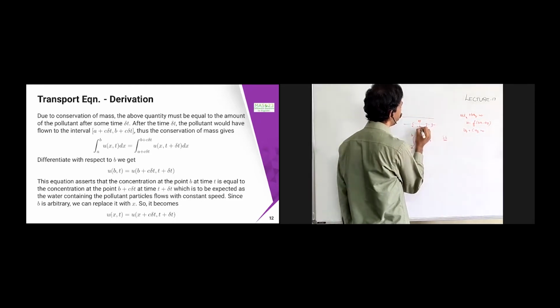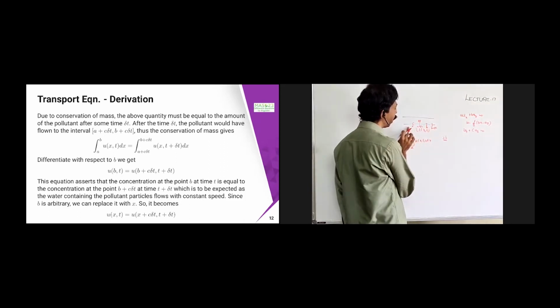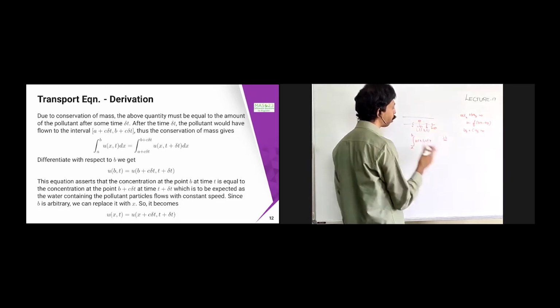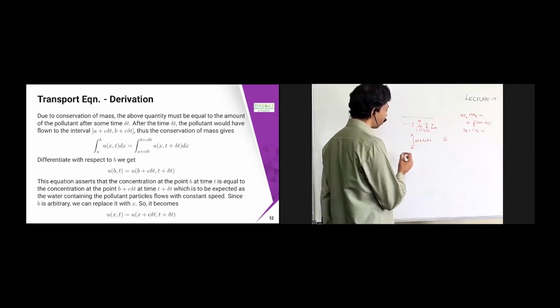Therefore, this interval I am going to call a plus delta t and b plus delta t, because after time delta t, my pollutant will have moved over here. Therefore, I need to observe what is going to happen in that interval. So that is what I am going to observe.